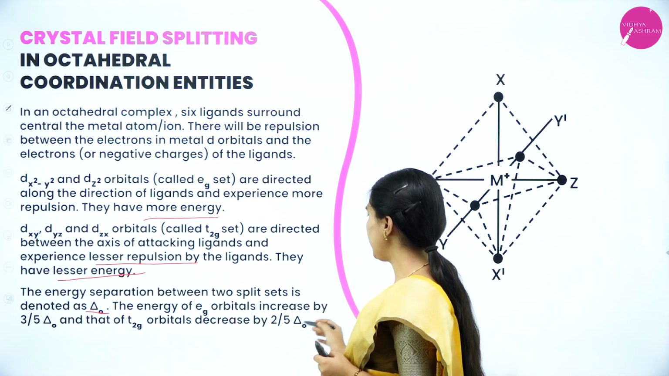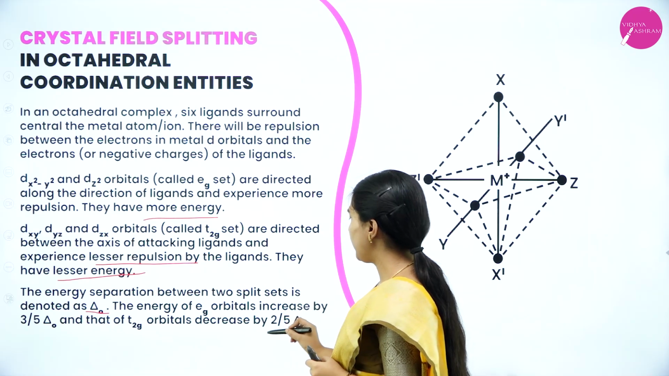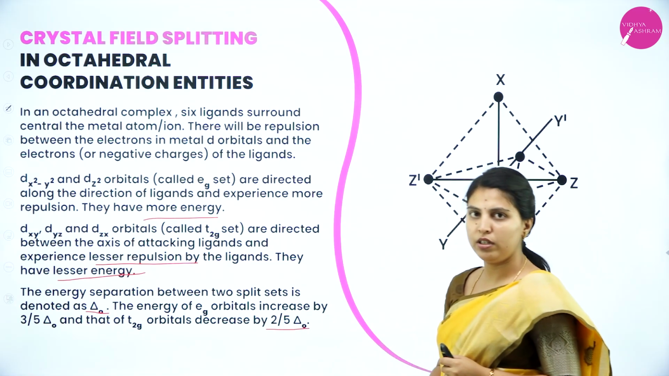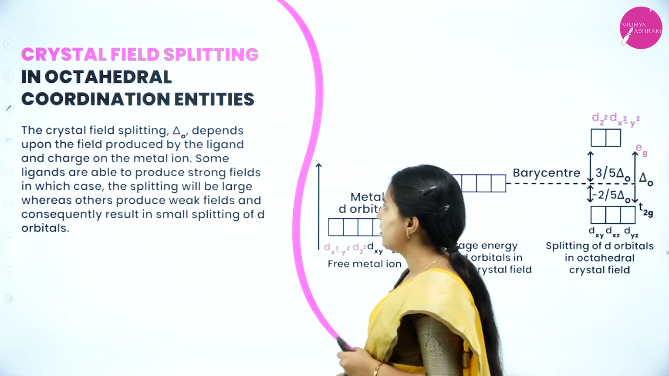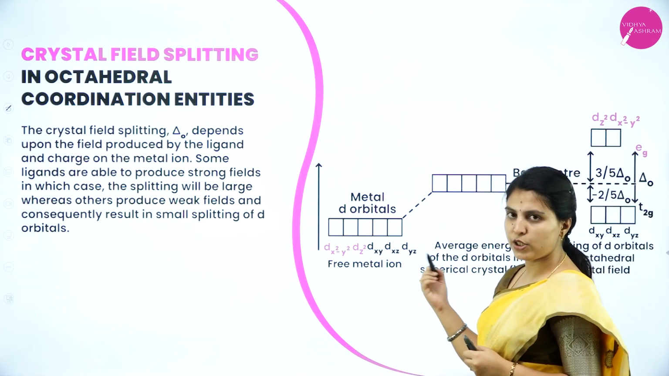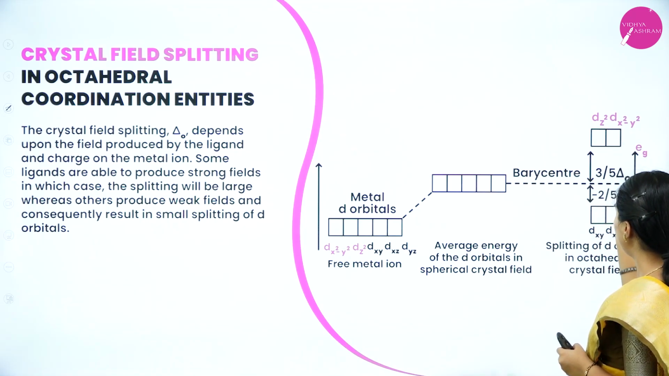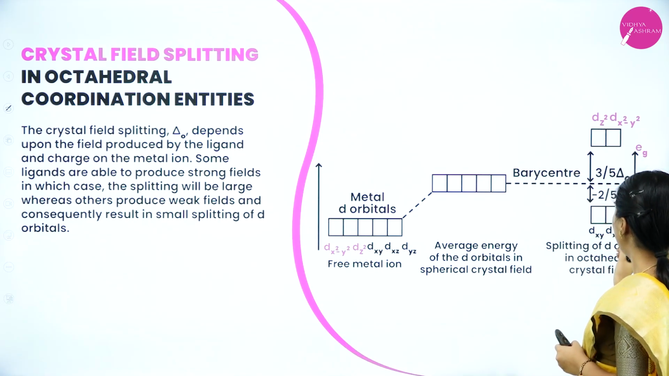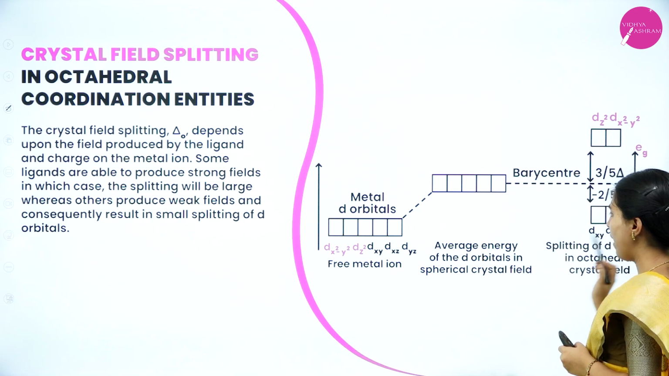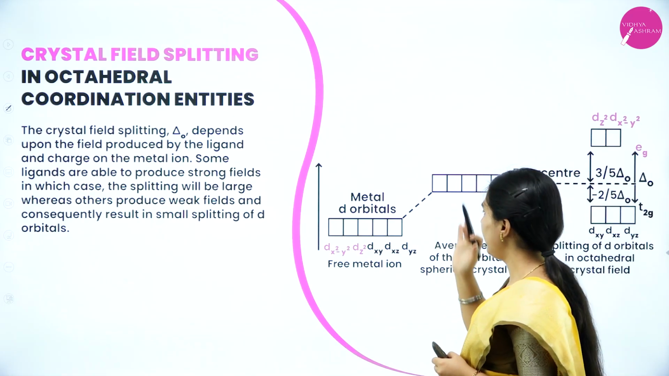The energy of the Eg orbitals increases by 3 by 5 delta naught and that of the T2g orbitals decreases by 2 by 5 delta naught. This is the overall octahedral coordination entity. See here, in the octahedral field, dx square minus y square and dz square have 3 by 5 delta naught, and the remaining dxy, dxz, dyz have 2 by 5 delta naught. This is the average energy of the orbitals in a spherical crystal field, and this is the overall octahedral crystal field. Here the energy is raised.